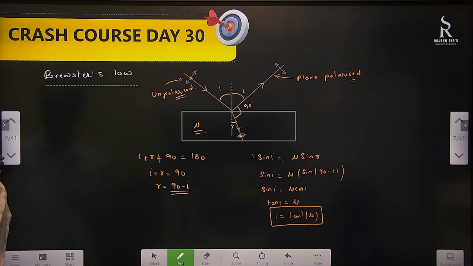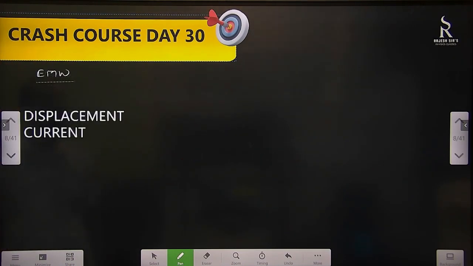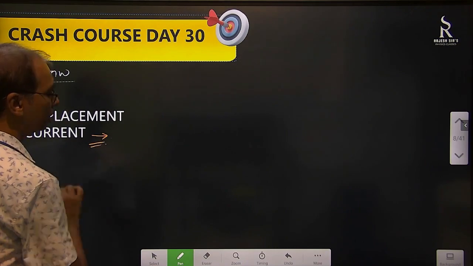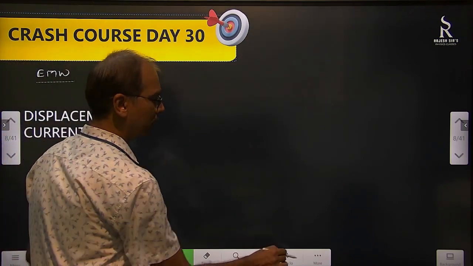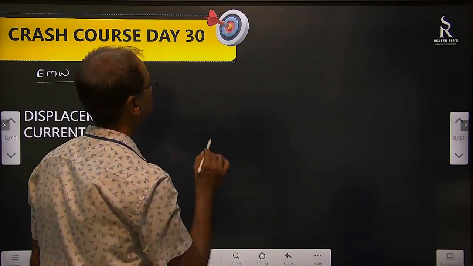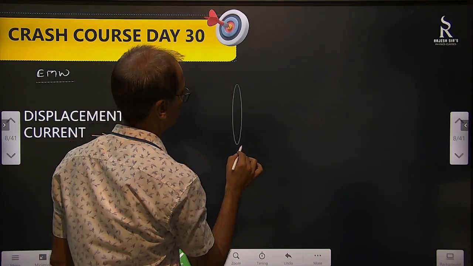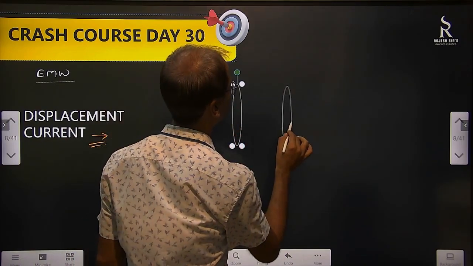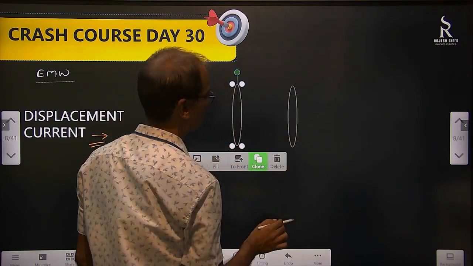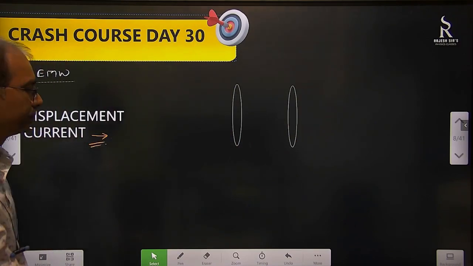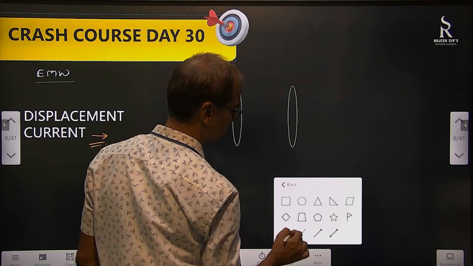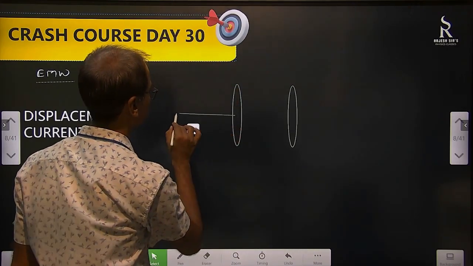Now we are moving into electromagnetic waves. In electromagnetic waves, the first thing that we are going to do is displacement current. Now what is this displacement current? Displacement current we can understand by a capacitor. Suppose that I am taking circular plates of a capacitor, like this. And we connect this capacitor with a battery.